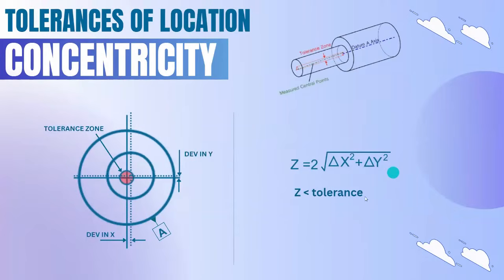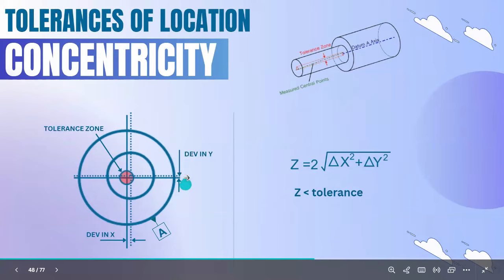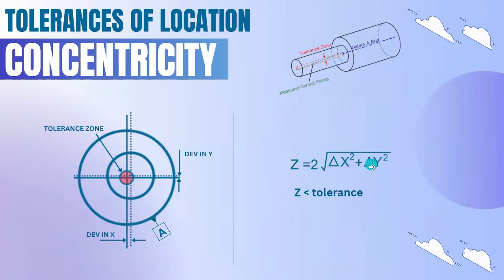The same position formula will be applied in concentricity also. So the X deviation is noted, and then the Y deviation is noted. It should be substituted in this formula. If the Z value is lesser than this tolerance, then it is located inside this tolerance zone. If the Z value is greater than this tolerance, then the offset went above this tolerance zone. So same as position.